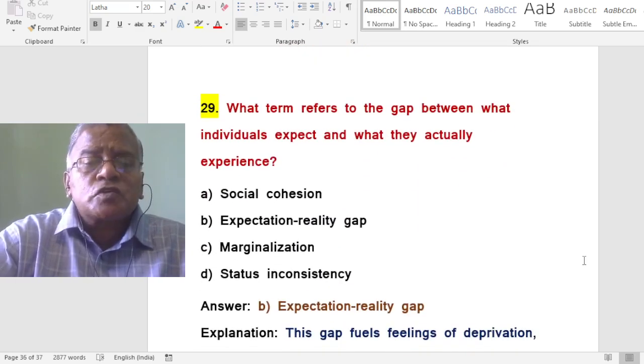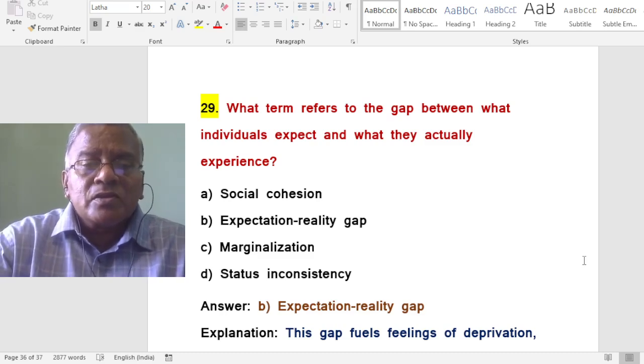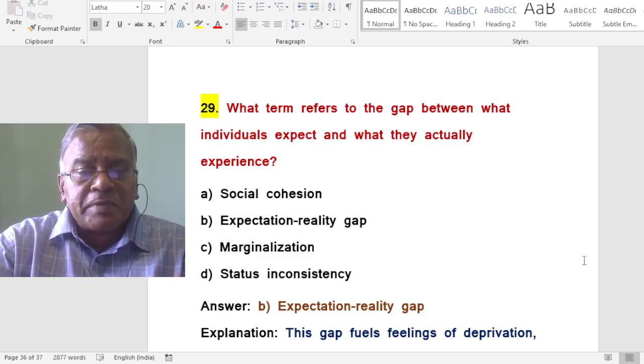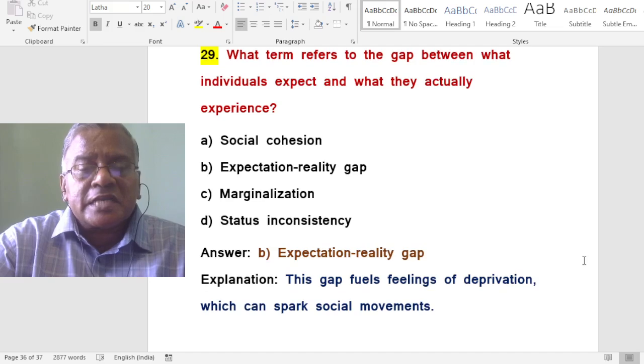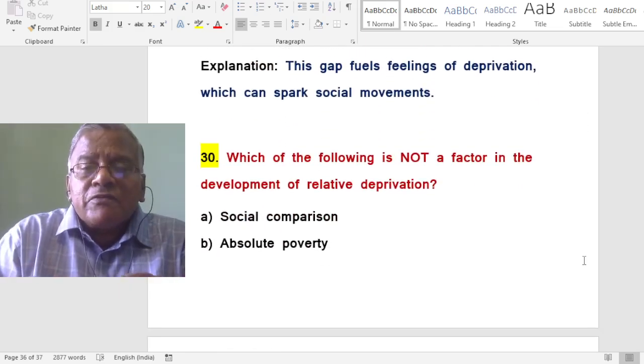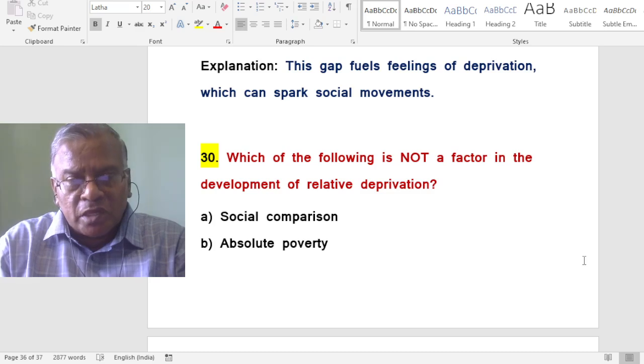What term refers to the gap between what individuals expect and what they actually experience? Social cohesion, expectation reality gap, marginalization, status inconsistency. So, what term refers to the gap between what individuals expect and what they actually experience? Expectation reality gap. This gap fuels feelings of deprivation, which can spark social movements.